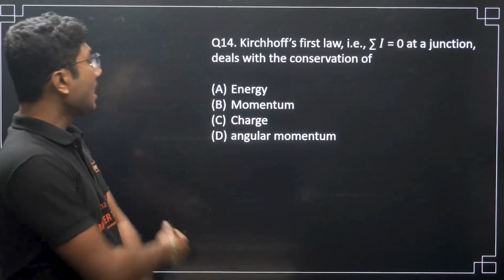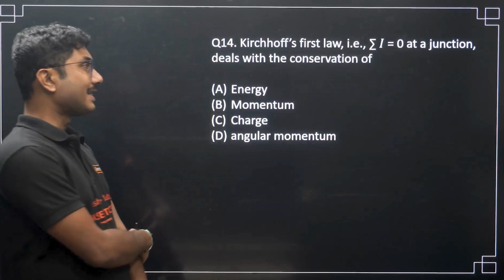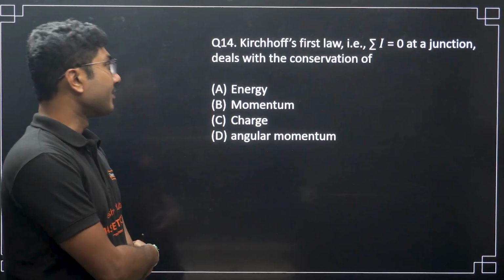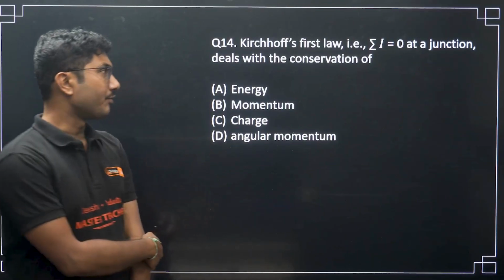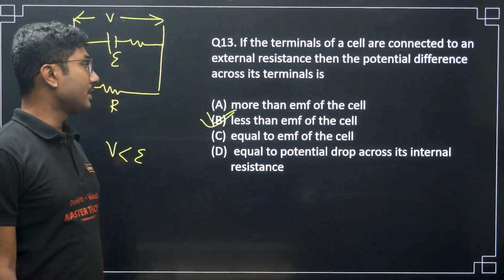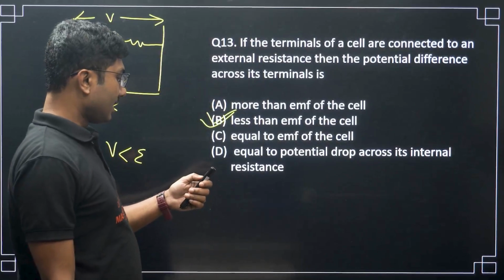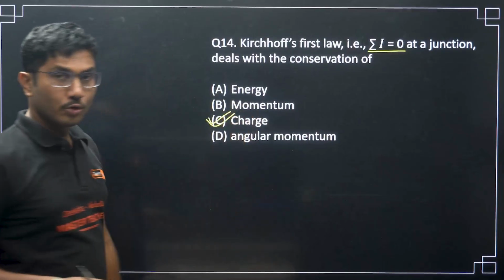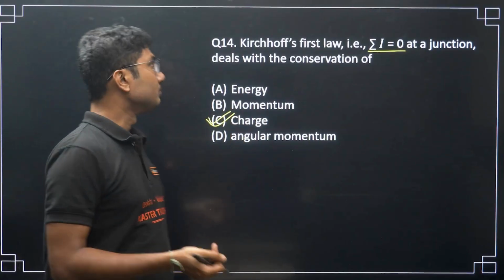Next question. Kirchhoff's first law, that is sum of I equals 0 at a junction, deals with the conservation of. So first law means the junction rule. Junction rule means conservation of charge, and loop rule is conservation of energy.